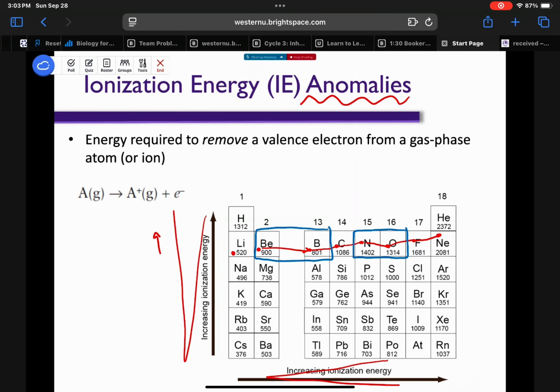Okay, so last class we introduced the idea of ionization energy. And I said it's important for you to be able to identify and explain these different terms.